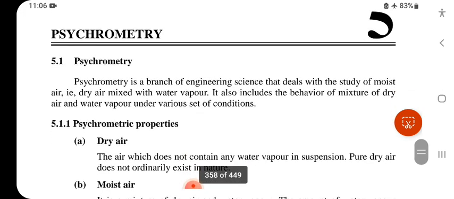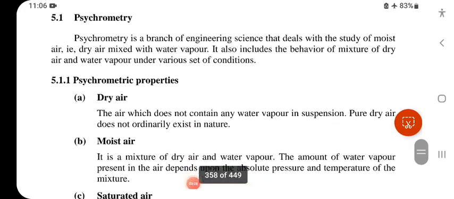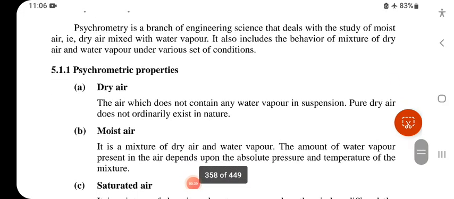So, psychrometry is a branch of engineering science that deals with the study of moist air, that is, dry air mixed with water vapor, which is called moist air. It also includes the behavior of the mixture of dry air and water vapor under various sets of conditions. Here we discuss the psychrometric properties and processes.